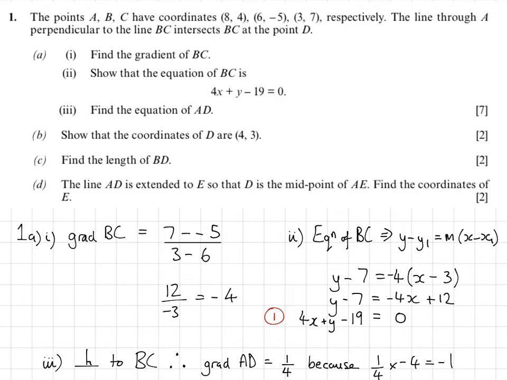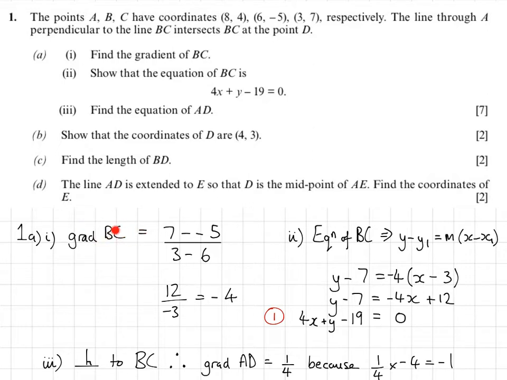So it's important you read the question first of all. We've got the points A, B, C, which have these coordinates here. The line through A is perpendicular, that's going to be really important, to the line BC, and it intersects BC at the point D. So first things first, find the gradient of BC.